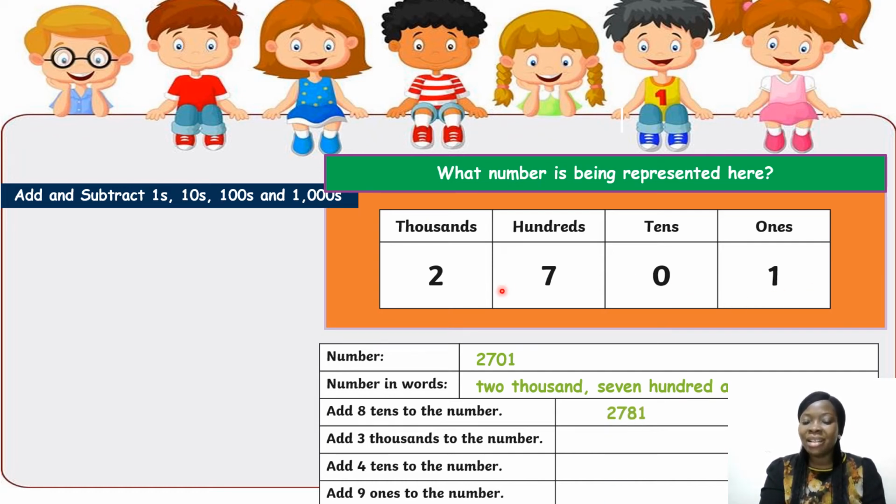2,781. Add 3,000 to the number. We add 3,000 over here, and that will be 5,701. Add 4 tens to the number. When we add 4 here, it's going to be 2,741. Add 9 ones to the number. When we add 9 here, we are going to make an exchange because we are going to have 10. So we're going to exchange the 10 ones for 1 ten. So our answer is going to be 2,710. I hope this is clear.